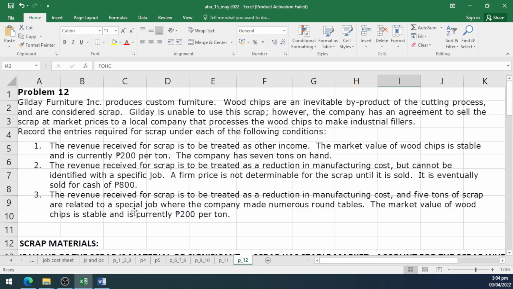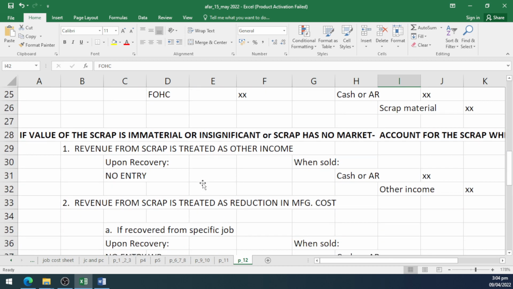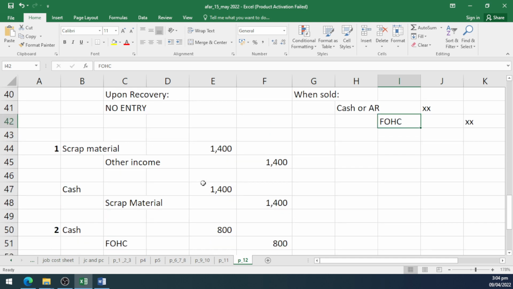So, the entries for this, 1, 2, 3, revenue received for scrap is to be treated as other income. The market value is stable. So, recognize when recovered yan. Debit to scrap materials, credit other income. Ayan. Pag nabenta, debit cash, credit scrap material.